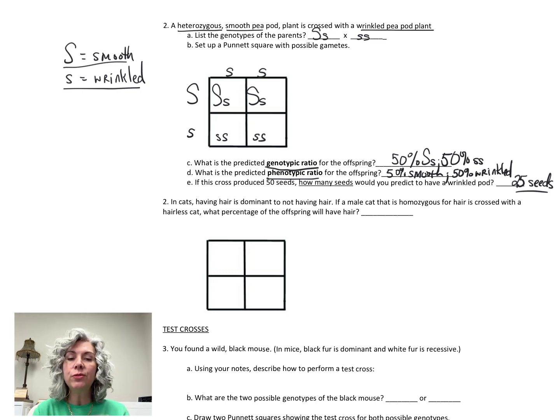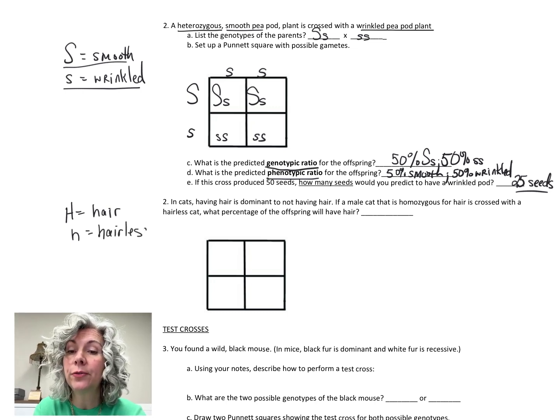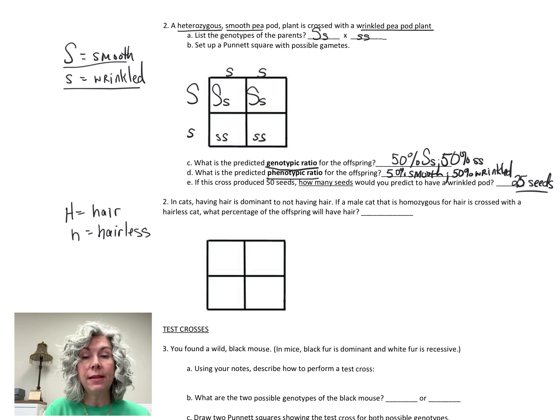If a male cat that's homozygous for hair is crossed with a hairless cat, what percentage of the offspring will have hair? So let's create our key over here. Having hair is dominant. I'm going to say a capital H would be having hair, and a lowercase h would be hairless. No hair.